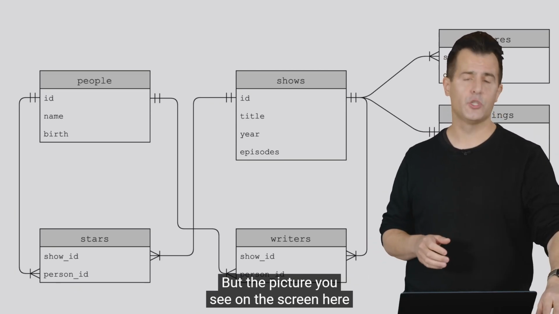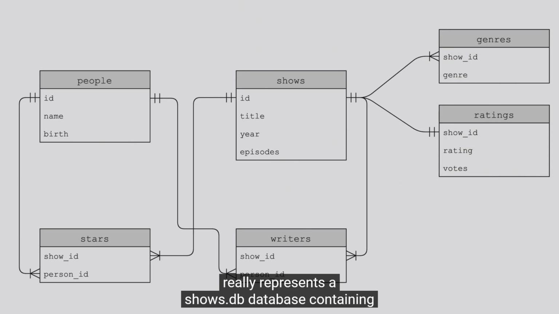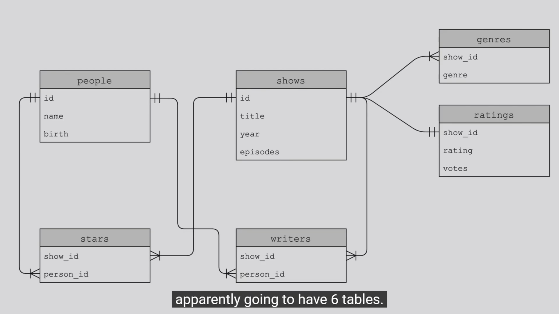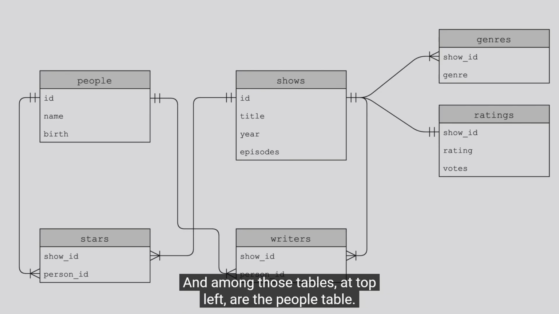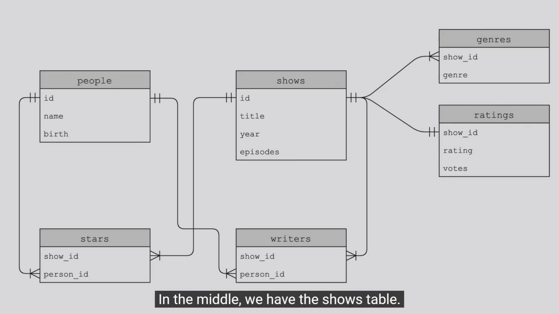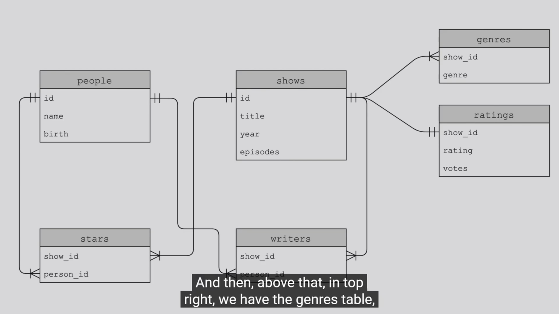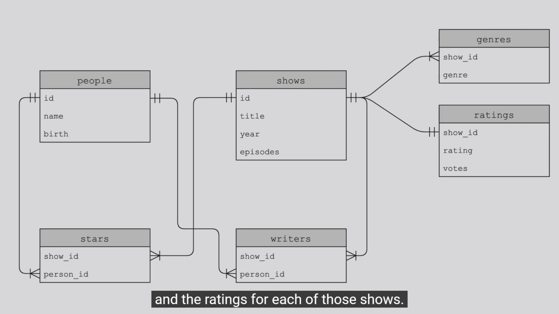But the picture you see on the screen here really represents a shows.db database containing lots of information on TV shows from IMDb that's apparently going to have 6 tables. And among those tables, at top left, are the people table. And then we have, at bottom left, the stars table. In the middle, we have the shows table. Below that, we have a writers table. And then above that, in top right, we have the genres table, which will give a genre to each of these shows, and the ratings for each of those shows.